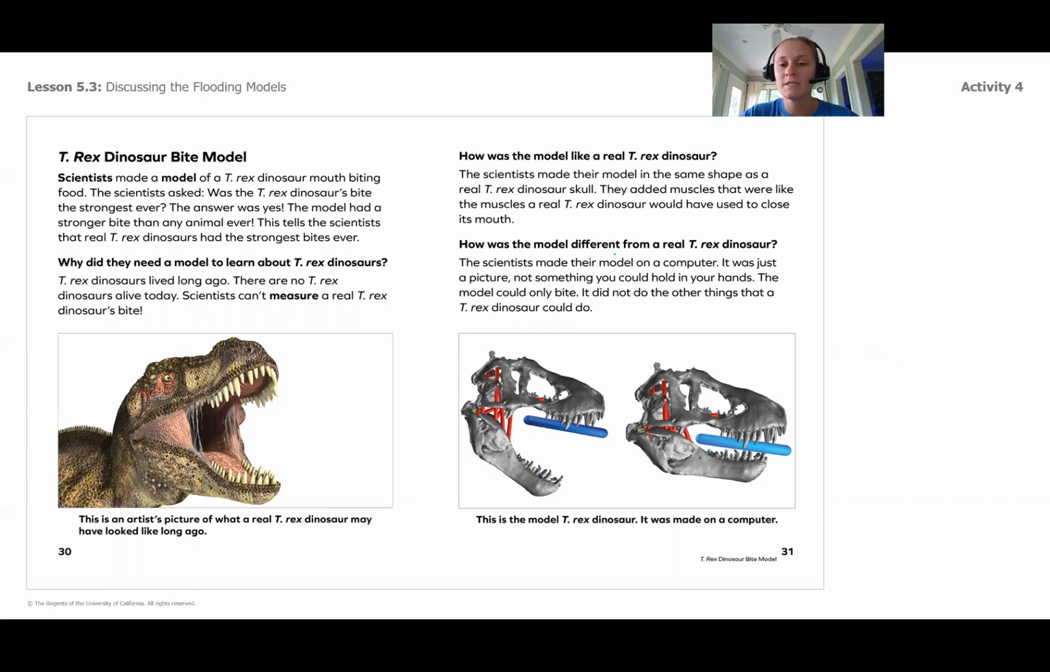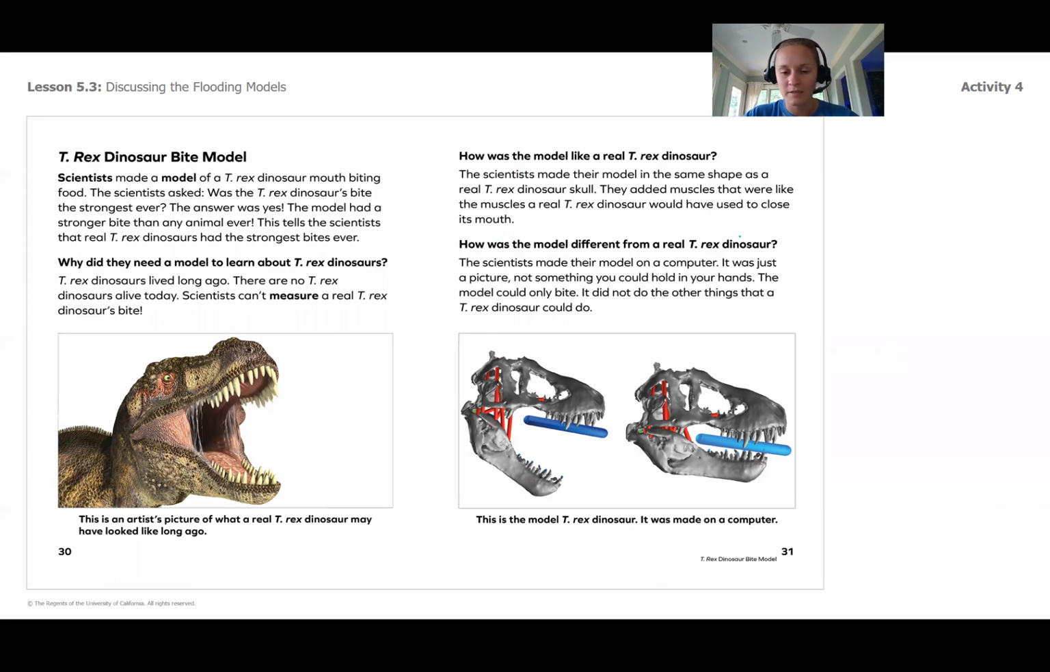How was the model different from a real T-Rex dinosaur? The scientists made their model on a computer. It was just a picture, not something you could hold in your hands. The model could only bite. It did not do the other things that a T-Rex dinosaur could do.